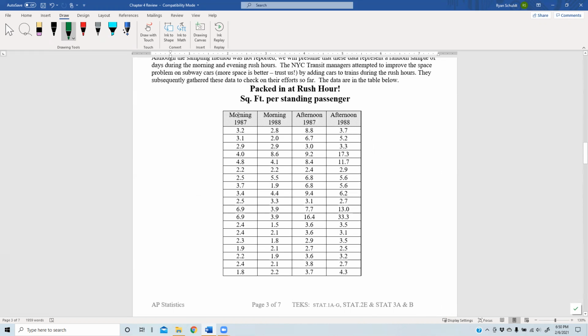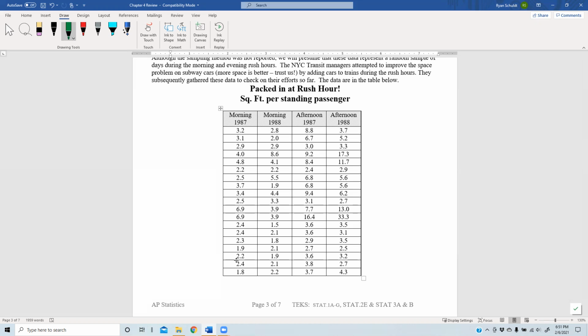So we want to use the morning 1987. One thing we can do to determine the shape is to make a histogram. That'd be the easiest thing to do. Make a histogram and use the square feet as your buckets.